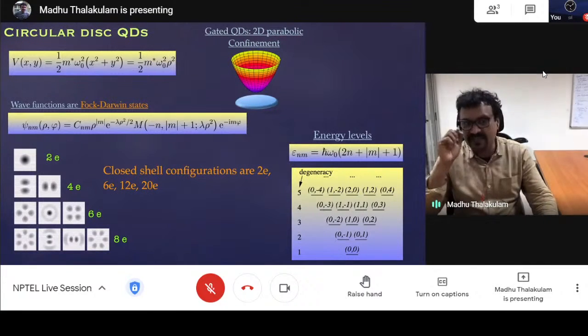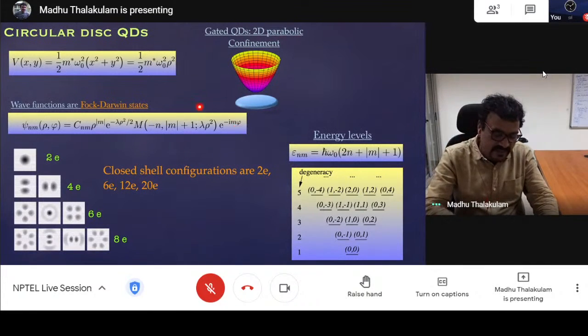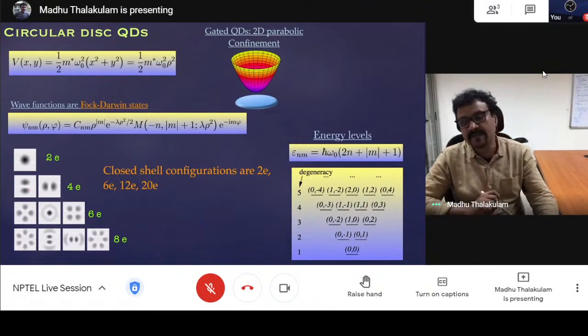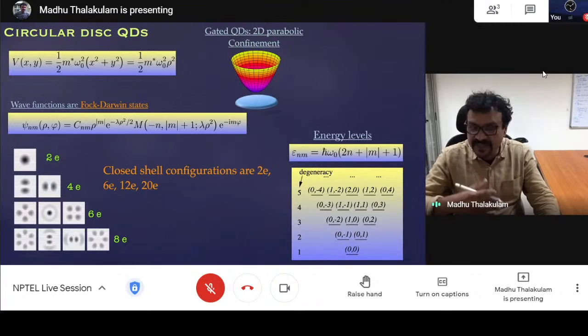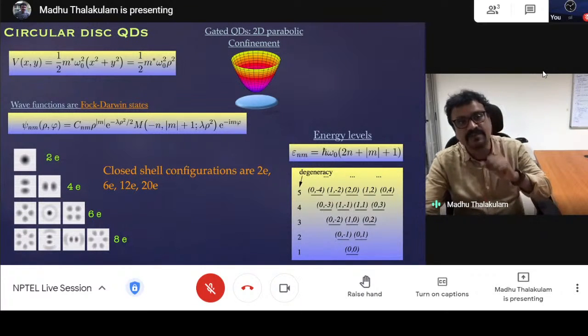These are called Fock-Darwin states, and these are the wave function. And the shell filling or degeneracy of these Fock-Darwin states are given here. This is a textbook problem. The first orbital can take 2 electrons, second can take 4, third can take 6, fourth can take 8. What that means is, the shell filling will happen in this periodicity for a disc-shaped atom.